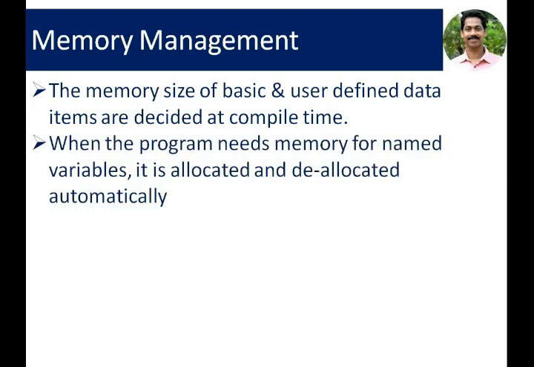When the program needs memory for named variables, it is allocated and deallocated automatically. That is, when we define a memory variable, its memory allocation is done by the compiler itself. Similarly, after usage of that variable, it will be deallocated by the compiler itself. That means both these operations are done automatically. There is no need for separate statements by the programmer to allocate and deallocate memory for ordinary memory variables.